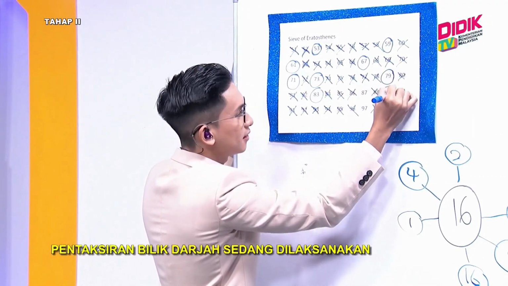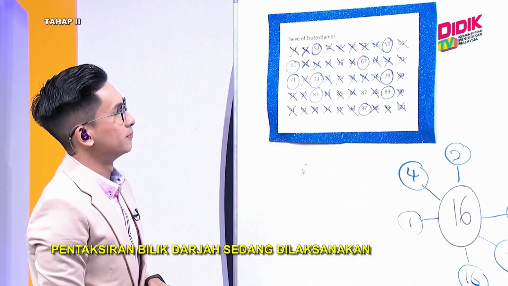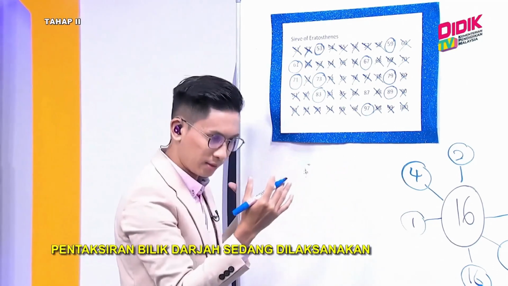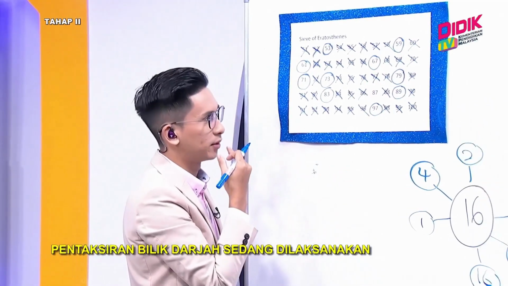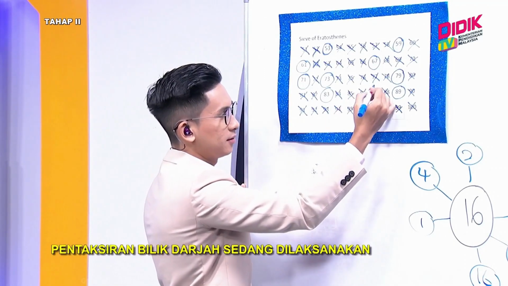79. I hope students out there can also do it as fast as our host today. How about 87? It's missing there. Is it... Wait, I'm just wondering about the factors. Just find the factors of 87. I think... Don't have, teacher.